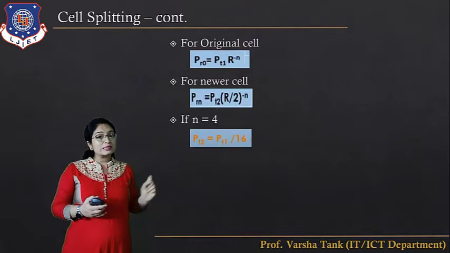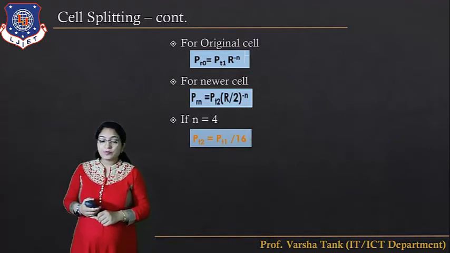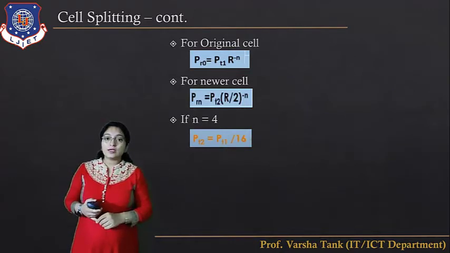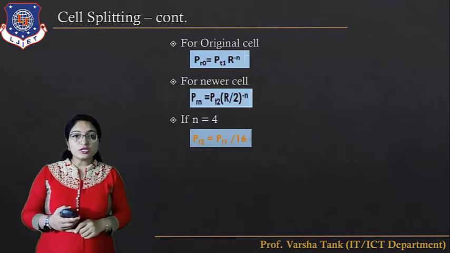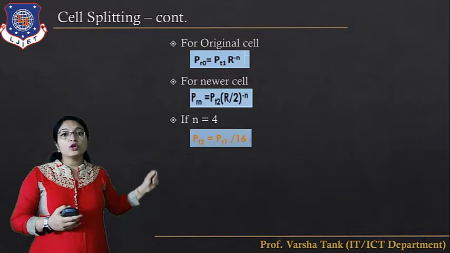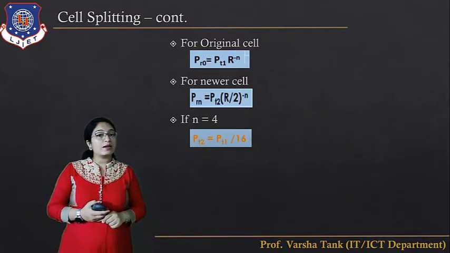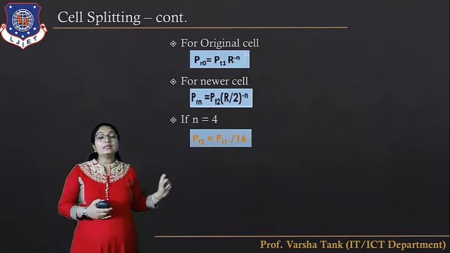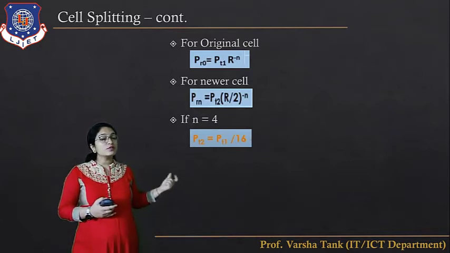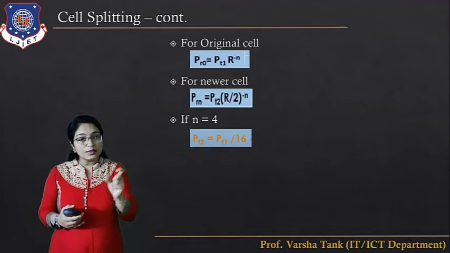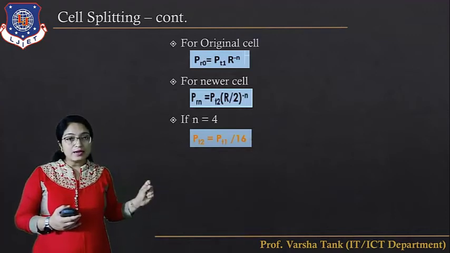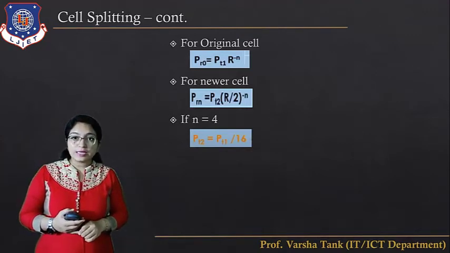Now if we consider the 4 cell reuse concept and use this formula, what power will be required in the newer cell compared to the original cell? PT2 is equal to PT1 divided by 16. From this formula you can see that we require less power in the splitting cell compared to the original cell.